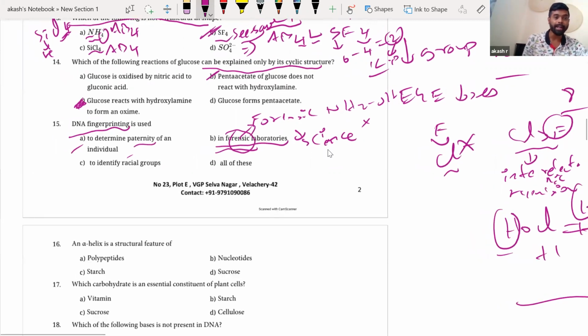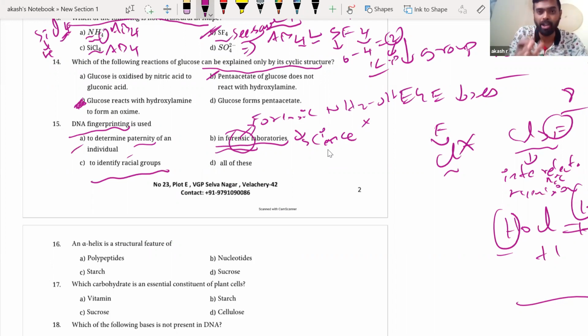Okay, next, to identify racial groups, absolutely, right? See, if I take Indian DNA, all of us Indians will have one DNA present. But if I look at an African, right, he will have a different kind of DNA, right? See, I am not going for racial discrimination here, people. Everybody is the same, right? But still, nature is having differences. For example, okay, this is a good example.